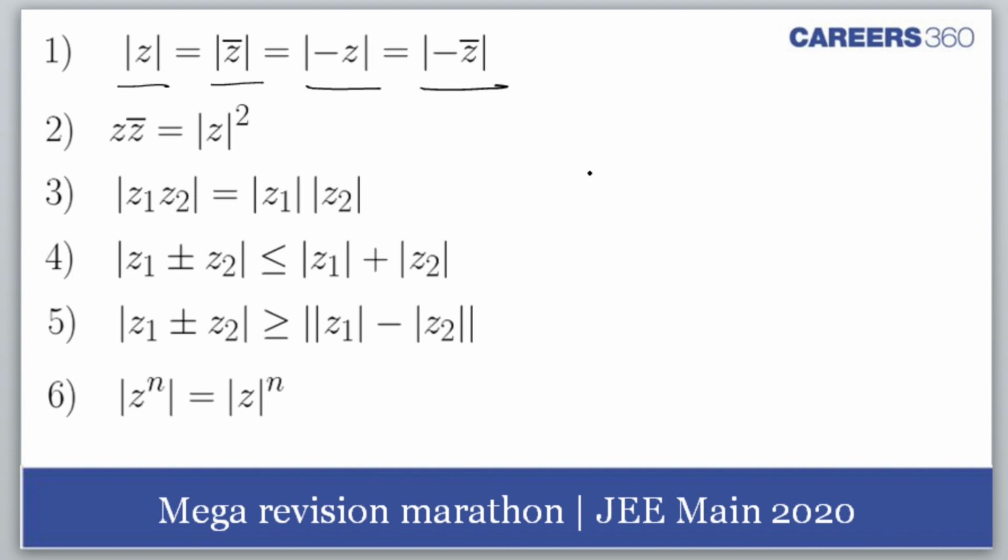Yes, Jatin, my pleasure, beta. Z into Z conjugate is mod z square. Okay, this is most important property. Please remember it. Then mod of z1 z2, modulus is mod z1 into mod z2. I can separately take their mods. Then z1 plus minus z2 whole mod is less than equal to mod z1 plus mod z2. Now these two are known as triangular inequalities.